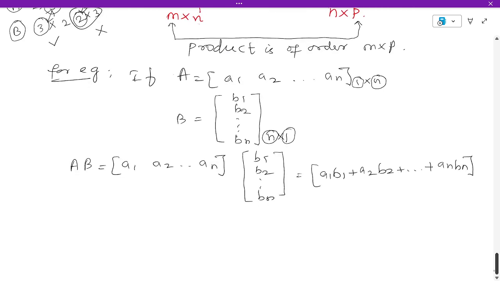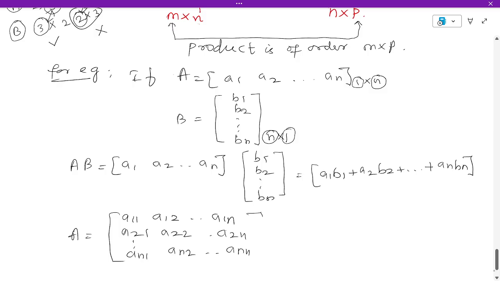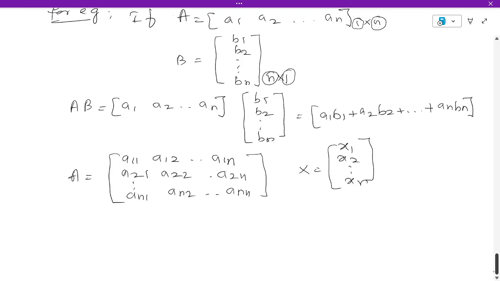That way you may connect with this. For example, in case A equals A11, A12, A1n, A21, A22, A2n, An1, An2, Ann, this one is very important. If X equals x1, x2, xn, then what is AX? First you have to check whether it can be multiplied or not, then what is the order of this matrix.